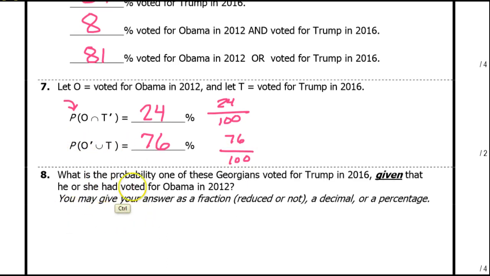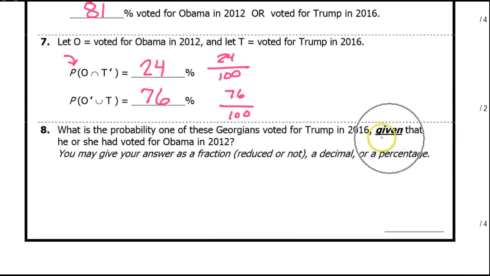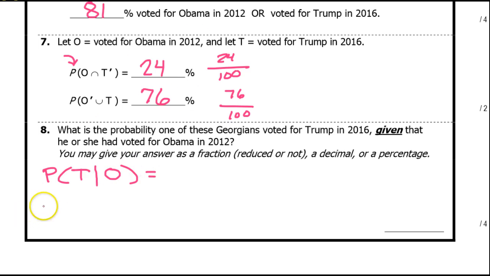What is the probability that one of these Georgians voted for Trump in 2016, given that he or she voted for Obama in 2012? So Trump given Obama. The notation would look like this, by the way. What's the probability of voting for Trump given that you voted for Obama? Now, in its basic form, probability is always target over total.